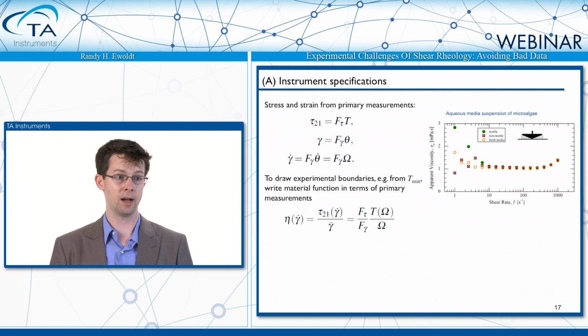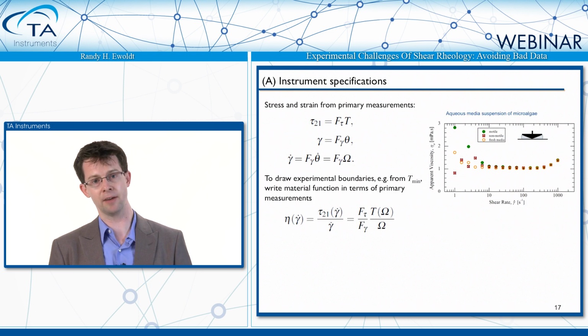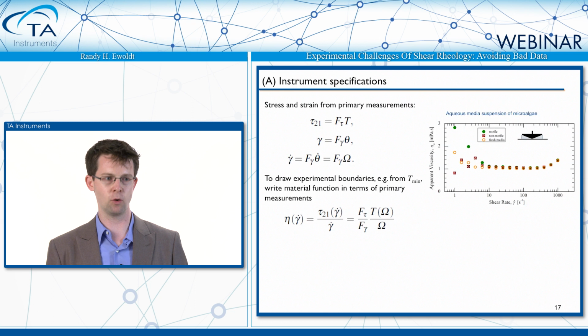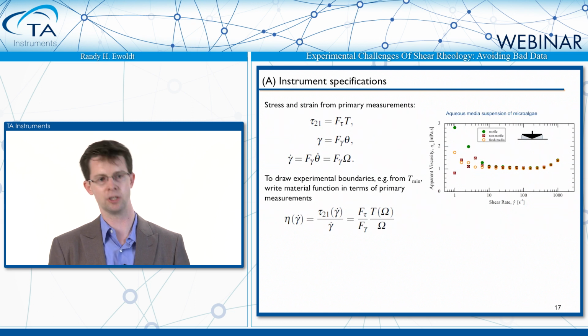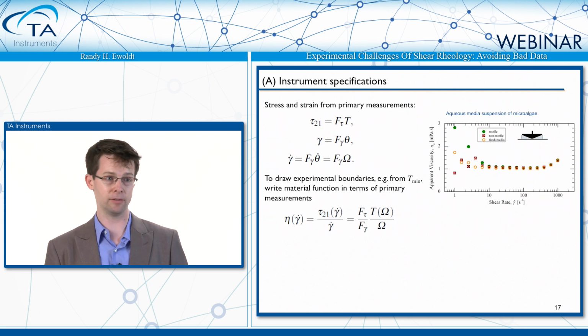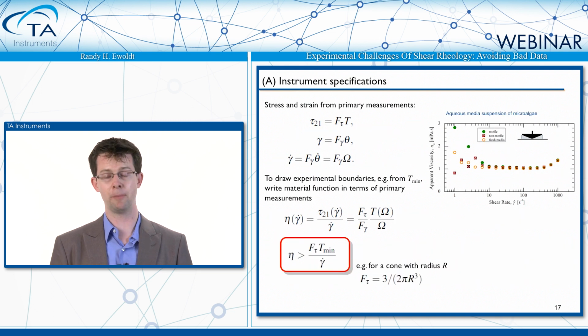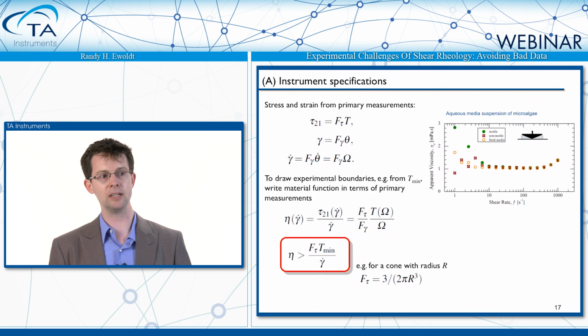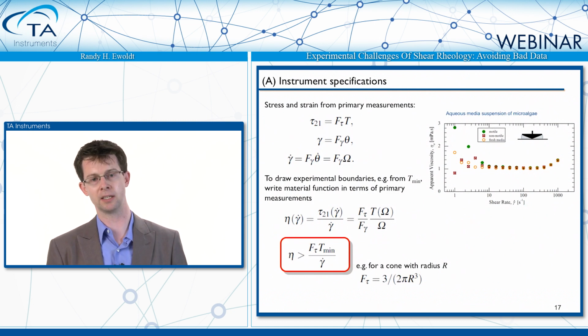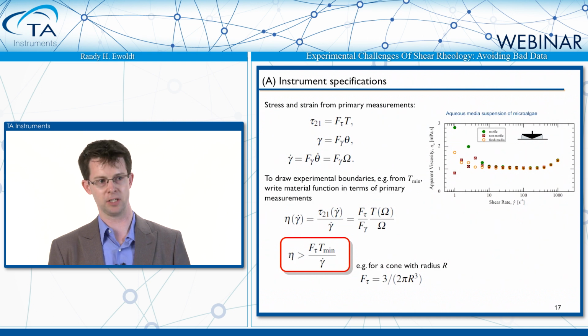So here's what it is. I'm using the notation of these capital F's to be a geometric factor that we use to convert between the primary measurements and the stress or the strain. And those are important in computing the viscosity. And of course, the ratio of the torque we measure, which depends on the velocity, and the velocity itself go into this computation. So if you think you have an experimental limit, for example, a minimum torque, you can plug that into the equation and compute a minimum viscosity that you can measure, or as I've written it here, as an inequality, that if I'm going to believe the viscosity I measure, it must be above this quantity here.